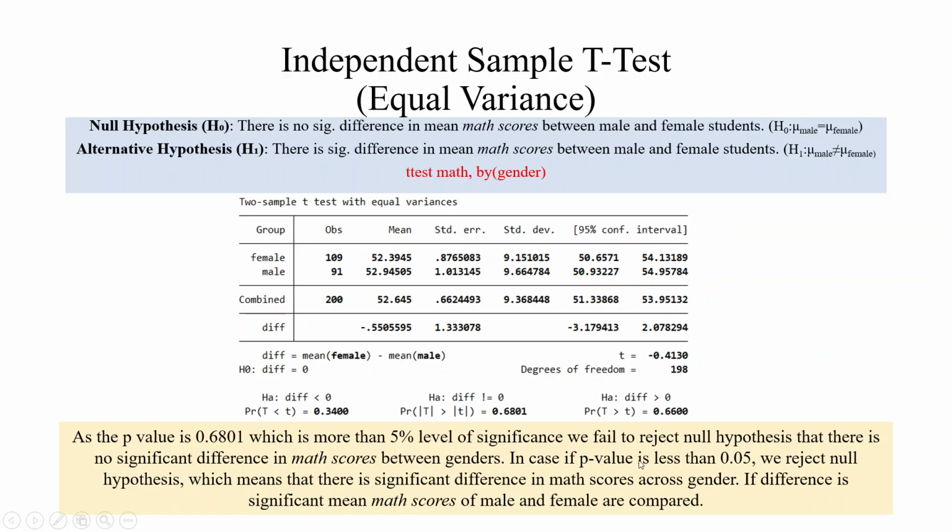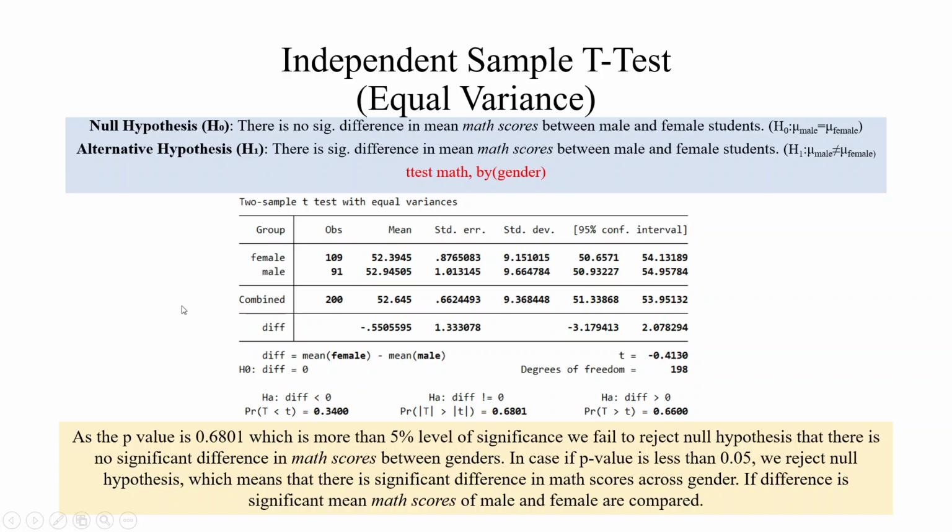Now in case the p-value is less than 0.05, we reject the null, which means that there is a significant difference in math scores across the gender. If the difference is significant, the mean math scores of male and female are reported. Now this is the case of equal variances.